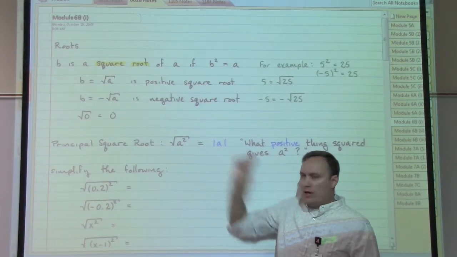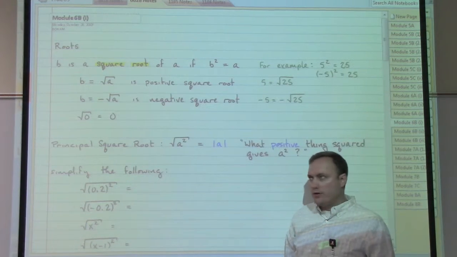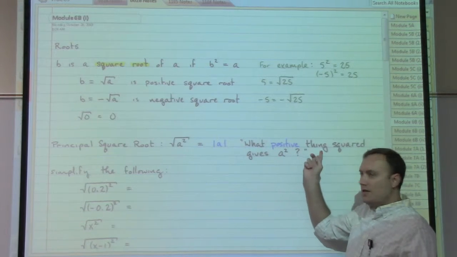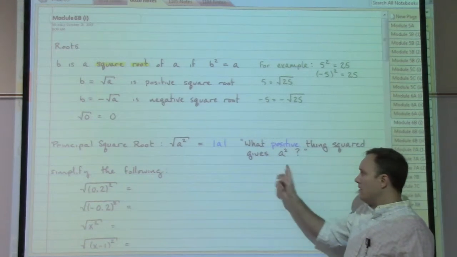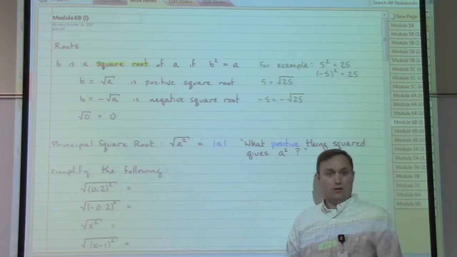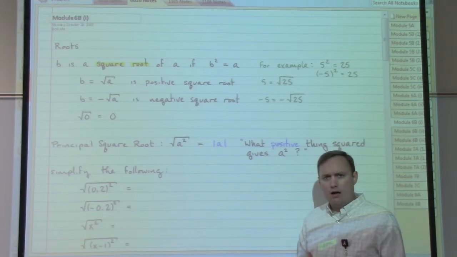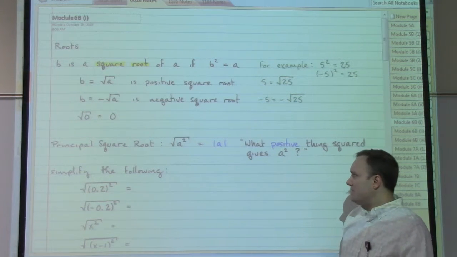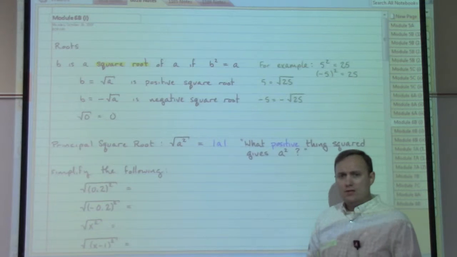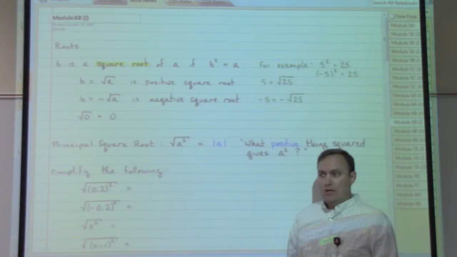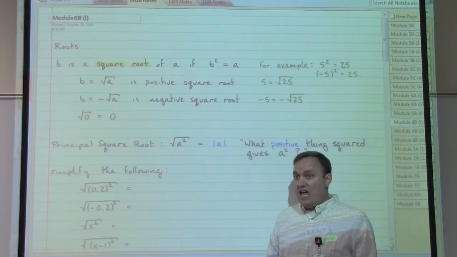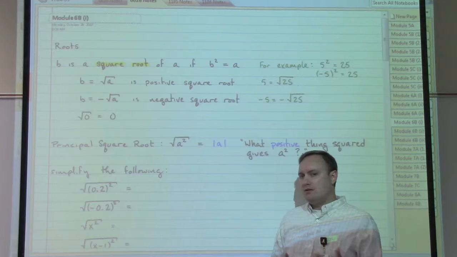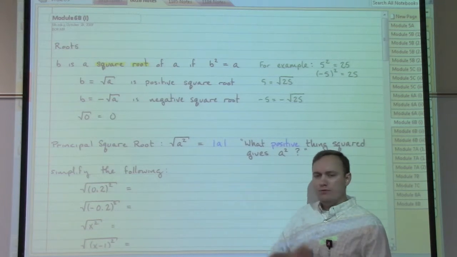The square root and that power of 2 are unlocking each other. Another way of saying it is we're looking for what positive thing we can square in order to get a squared. That's a really nice question, and it kind of answers itself if we listen to what we say. What positive thing squared gives us a squared? Well, we know that a is going to be at least part of the answer, but because it has to be positive, we force that to happen by putting those absolute value bars.